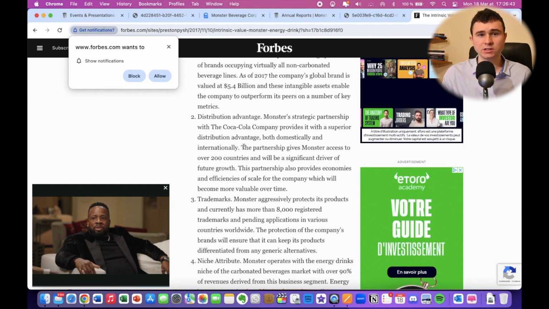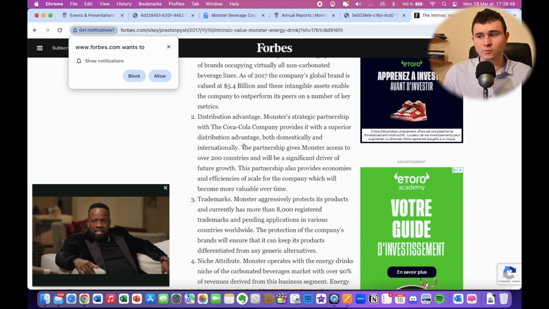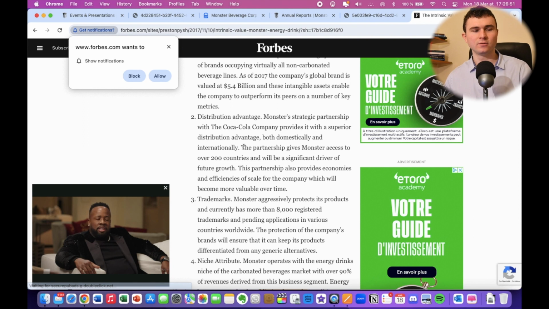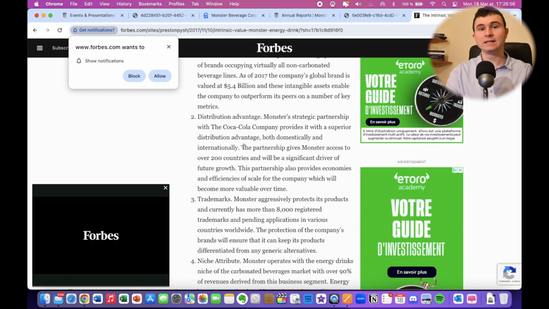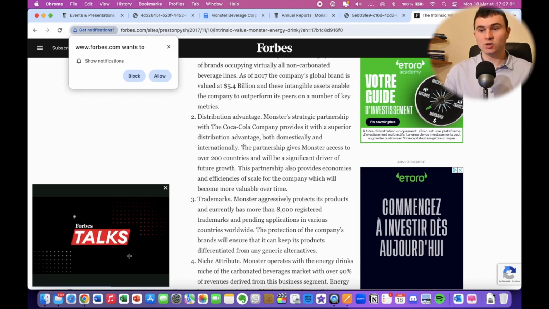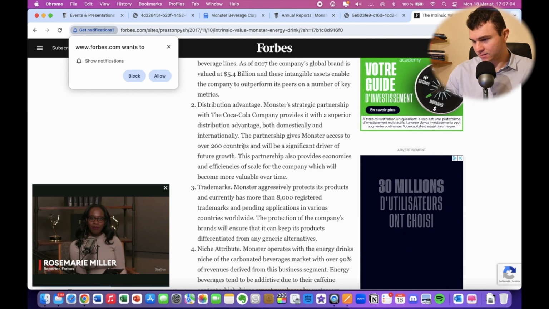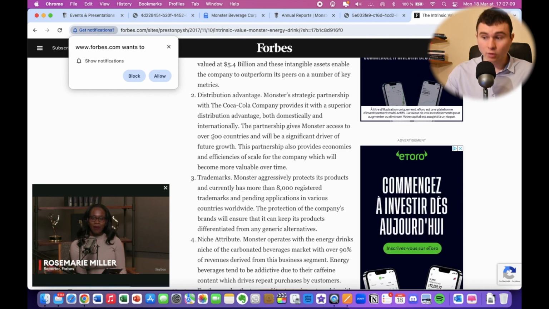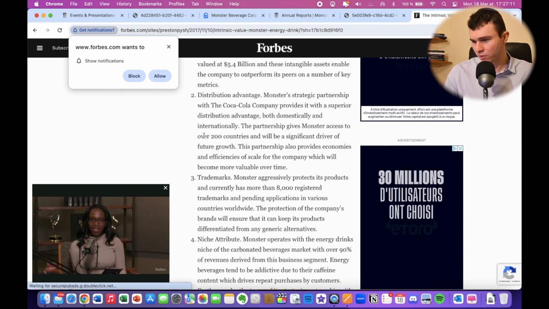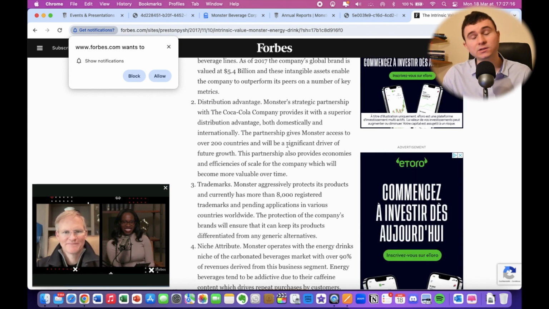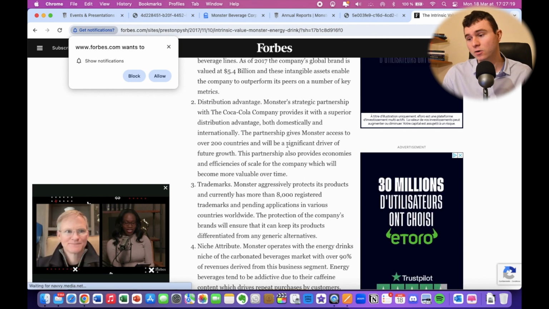That's true. If you do a partnership with the big boy Coca-Cola, well, the distribution will be great. Coca-Cola has been doing this for decades, the distribution in the US, but also internationally. So if you do an alliance with Coca-Cola, you will have the expertise and you can have more efficiency. The partnership gives Monster access to over 200 countries and will be a significant driver of future growth. That's true, and that's part of a competitive advantage over smaller competitors. I don't know, Celsius Holdings or Fees.